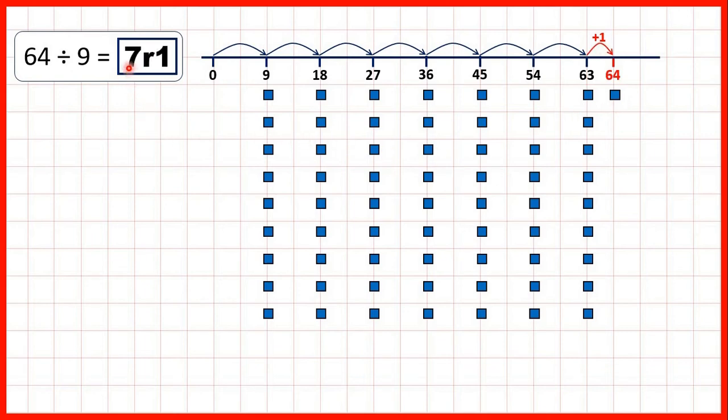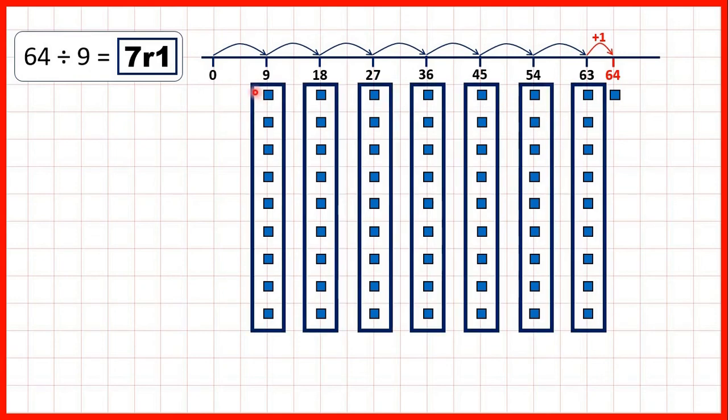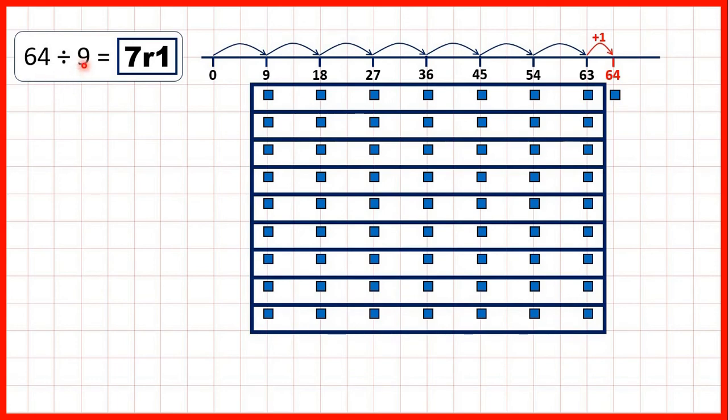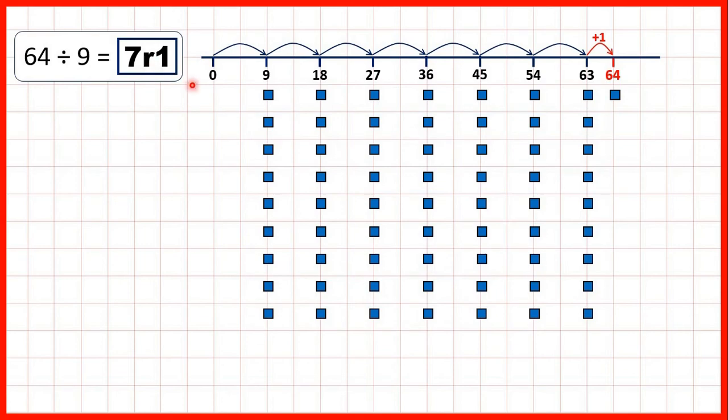Now our answer is 7 remainder 1, because if we make groups of 9, we can make 7 groups and then have 1 counter left over, 1 counter remaining. Or if we're splitting 64 into 9 groups, we can have 7 in each group, but again there's 1 that we can't put into a group, so that's why we have 7 remainder 1.